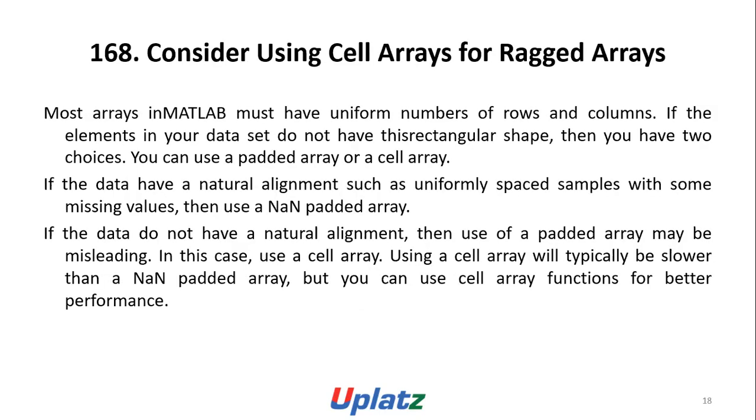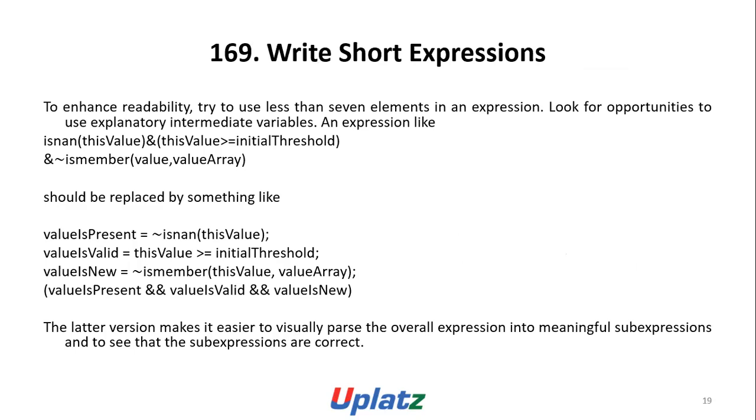Consider using cell arrays for ragged arrays. Most arrays in MATLAB must have uniform numbers of rows and columns. If the elements in your data set do not have this rectangular shape, then you have two choices. You can use a padded array or a cell array. If the data have a natural alignment, such as uniformly spaced samples with some missing values, then use a padded array. If the data do not have natural alignment, then using a padded array may be misleading. In this case, use a cell array. Using a cell array will typically be slower than a padded array, but you can use cell array functions for better performance.